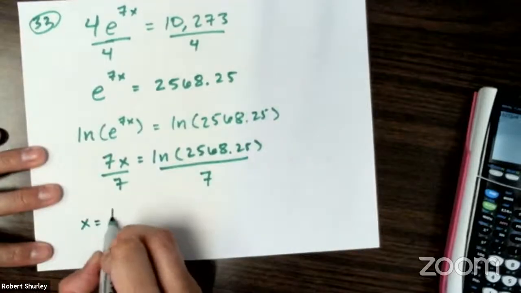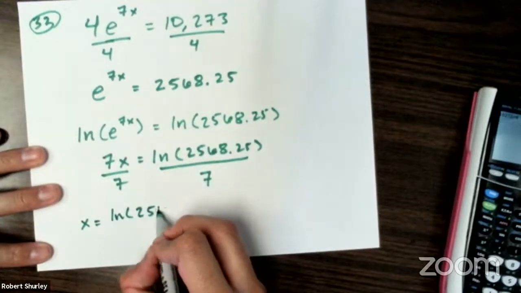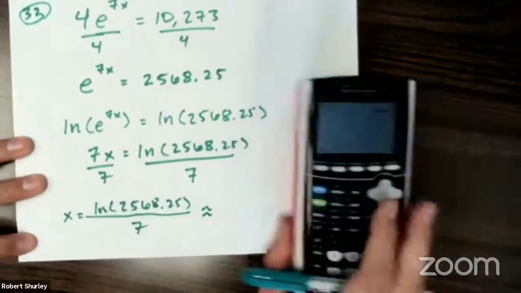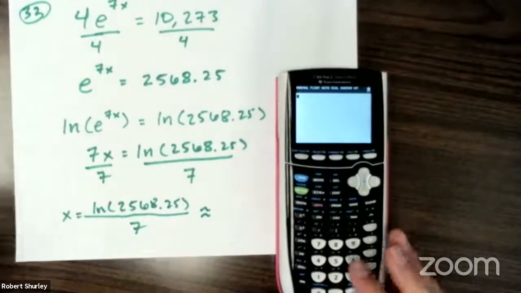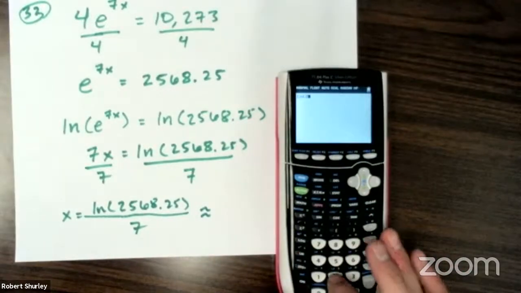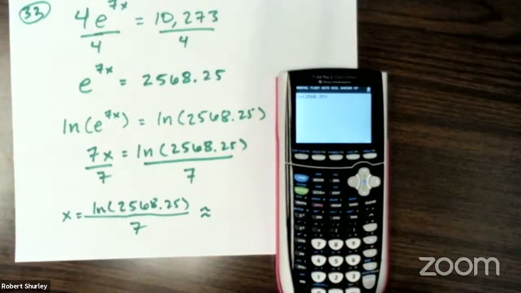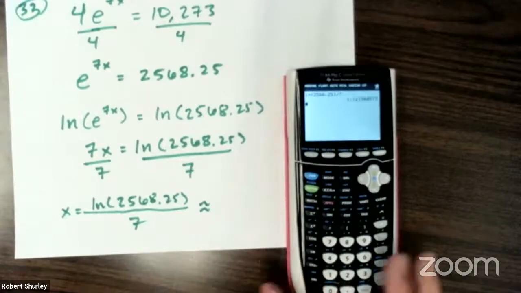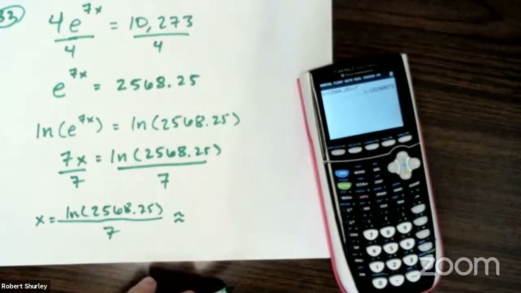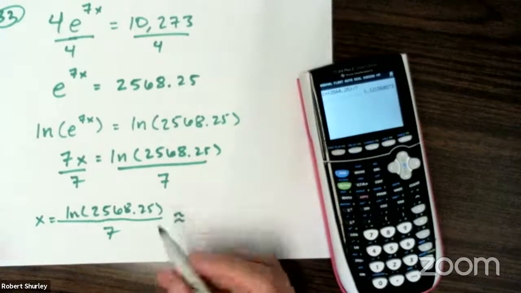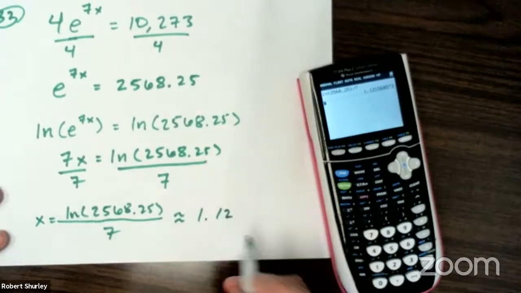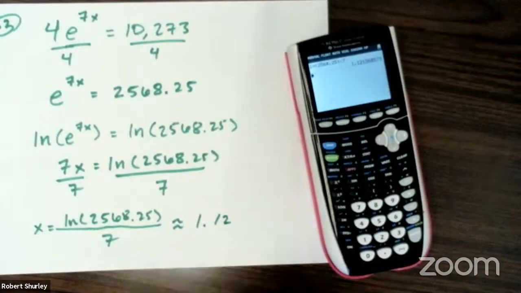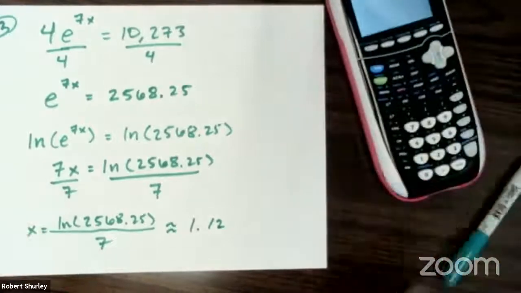Okay. So we're going to say one of the answers is ln of 2568.25 divided by 7. And then I'm going to pop that in the calculator. Make sure to close my parentheses in my numerator. So 2568.25. Close that parentheses, right? You see that? Close that parentheses. And then divide it by 7. And I wind up with, now your book says, I think, to round to 2 decimal places. Yeah, 2 decimal places. So 1.12.